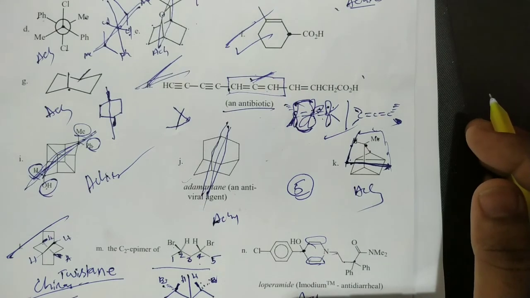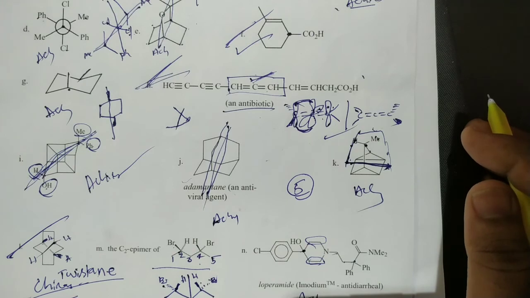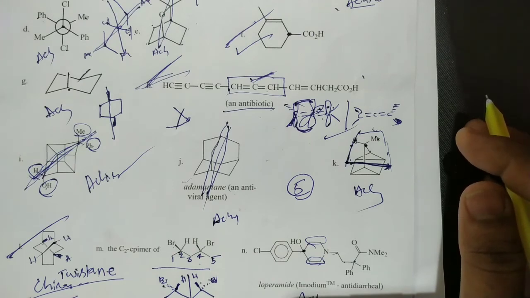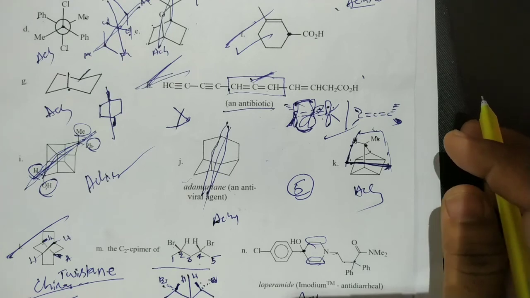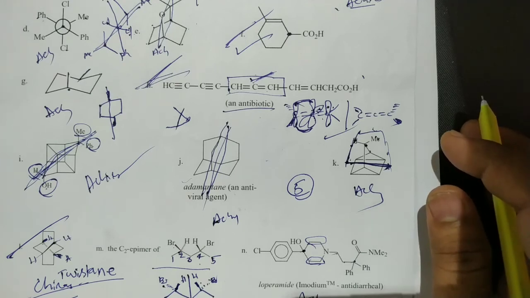Okay, so finally, to exhibit chirality, the main condition is that the molecule should not possess a plane of symmetry or center of symmetry.